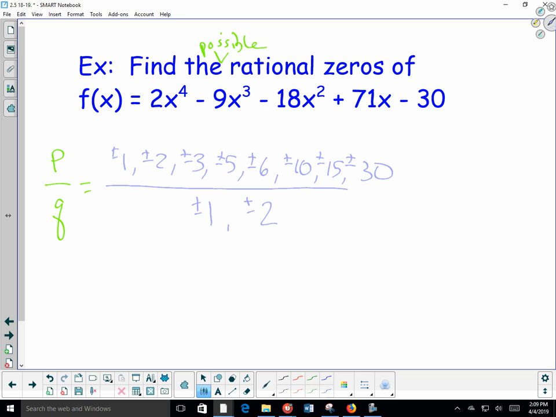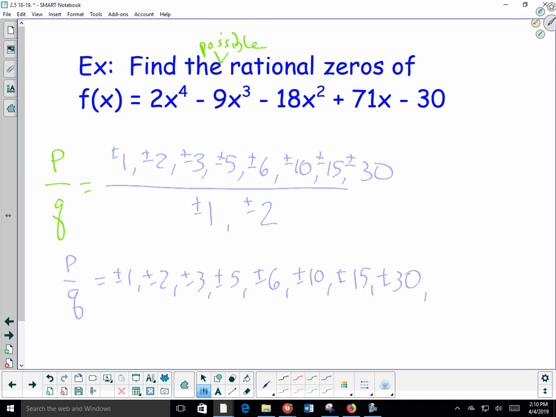This is not a list. This is just like one big weird fraction. So we need to take every numerator over every denominator. So I'm just going to take everything over the 1 first. So I'll get plus or minus 1, plus or minus 2, plus or minus 3, plus or minus 5, plus or minus 6, plus or minus 10, plus or minus 15, plus or minus 30. Does that look okay?